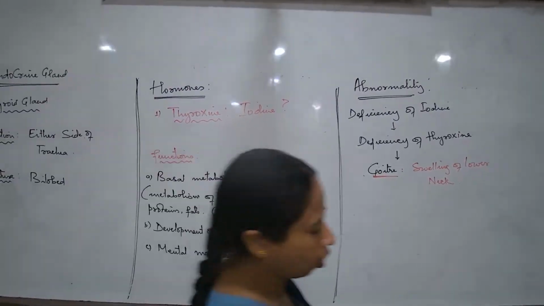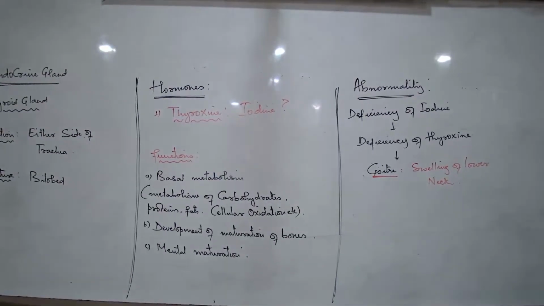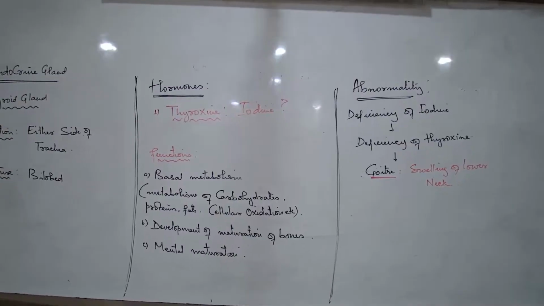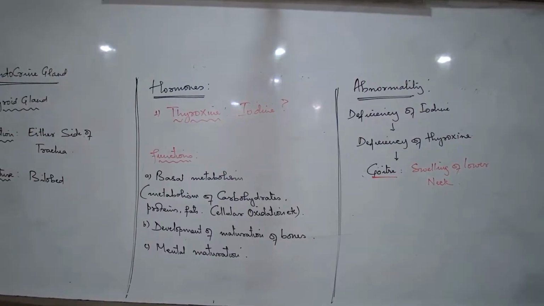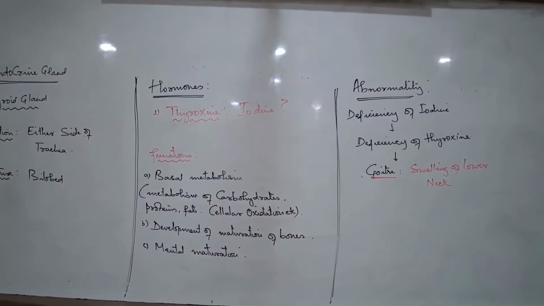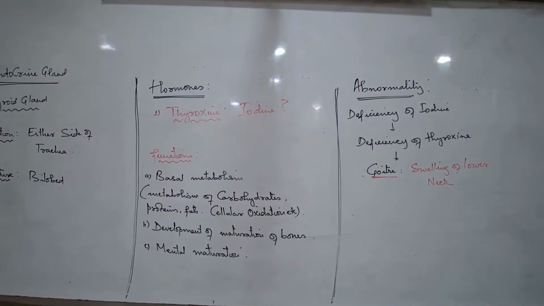What is meant by goiter? There are again other different symptoms, other different abnormalities. We are talking about the concept of goiter right now. So what is goiter? Prominent symptoms I already told you: the swelling of the lower neck. This is what generally a symptom of goiter is. This is how it appears.